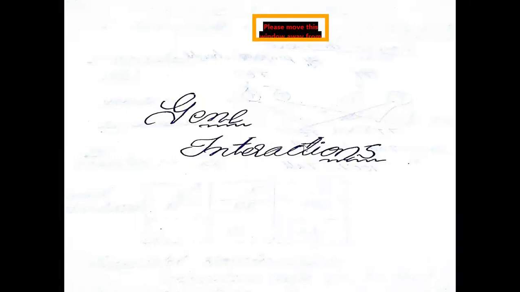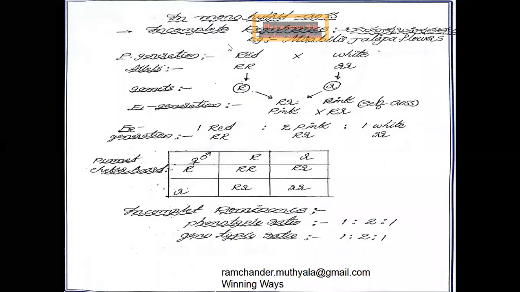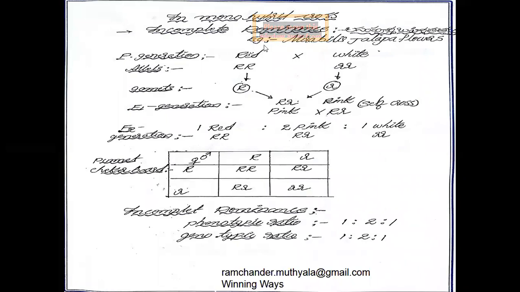Gene interactions are also called non-Mendelian gene interactions. The non-Mendelian gene interactions are of two types: monohybrid gene interactions and dihybrid gene interactions. Today we discuss monohybrid cross gene interactions.